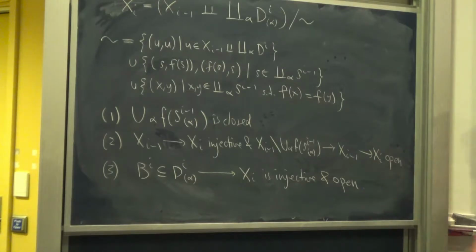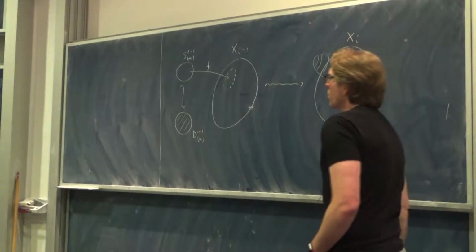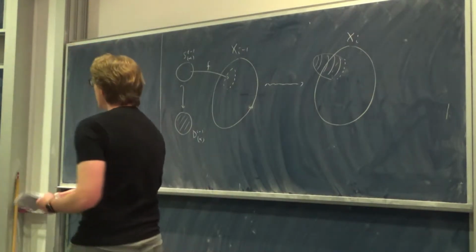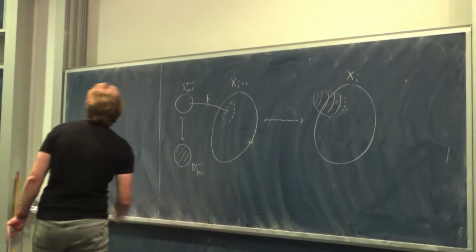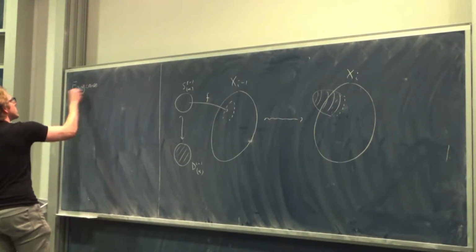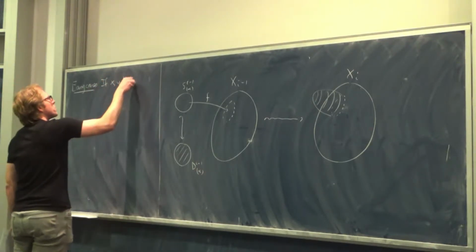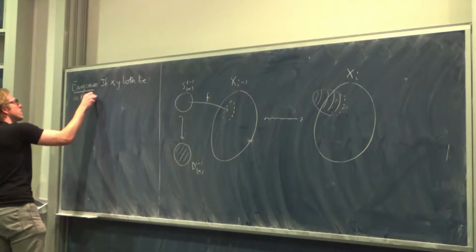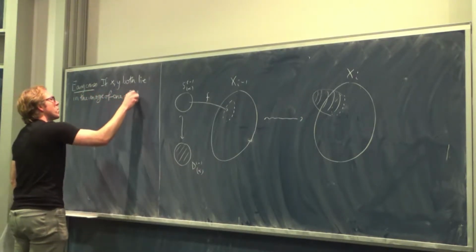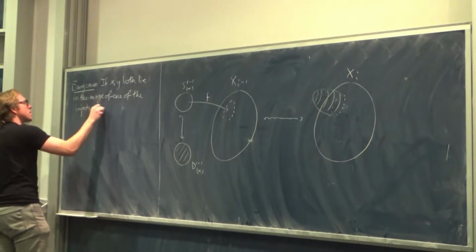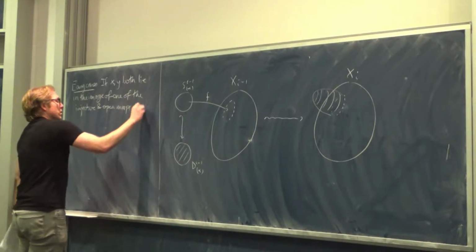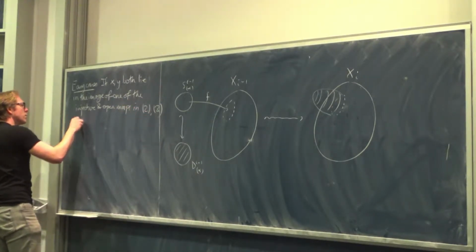And also if I restrict that bottom map, which sends the disks into what they end up being in the final construction, to the open part of the disk, which is B_i, the interior, that is also injective and open. So we proved those three things, and then we ended by arguing for the easy case of the Hausdorff condition, which was that if x and y both lie in the image of one of the injective open maps in 2, 3, then the Hausdorff condition holds.